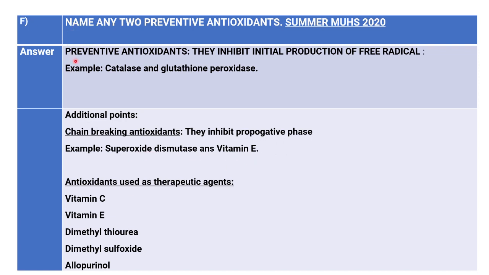If the question is preventive antioxidants, the answer will be catalase and glutathione peroxidase. If the question is antioxidants used as therapeutic agents, the answer will be vitamin E, vitamin C, dimethylthiourea, dimethyl sulfoxide, and allopurinol. These are the therapeutic antioxidants.